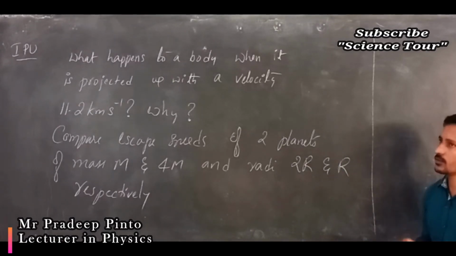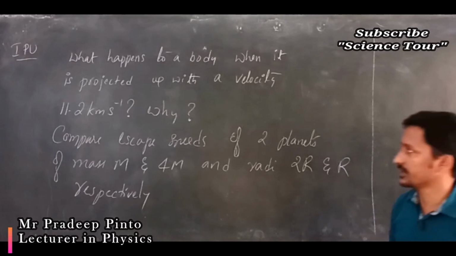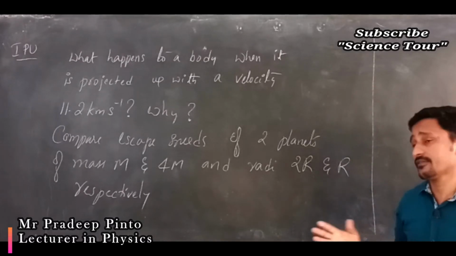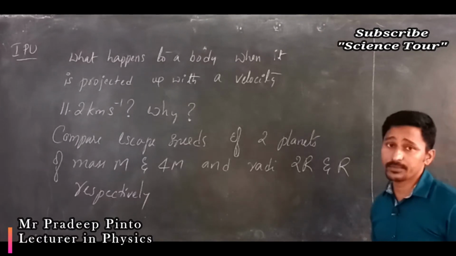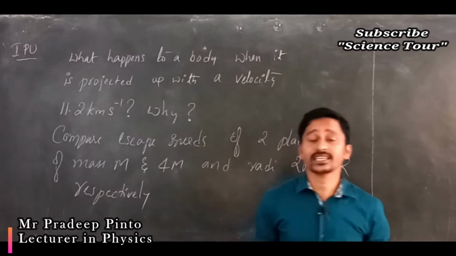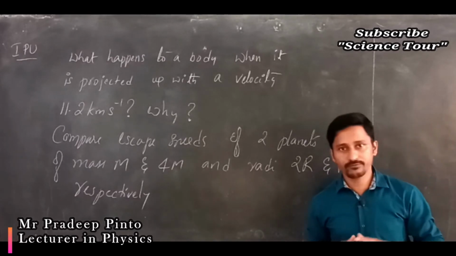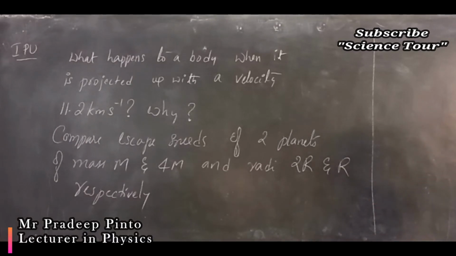So what do you mean by escape speed? Escape speed is the minimum speed required for an object to escape from the gravitational pull, right? Now what happens when it is projected with a speed of 11.2 km per second? When it is projected, it will go out of the gravity and it is never going to return to the earth's surface, right? Because 11.2 km per second is the escape speed of the body, for any object.